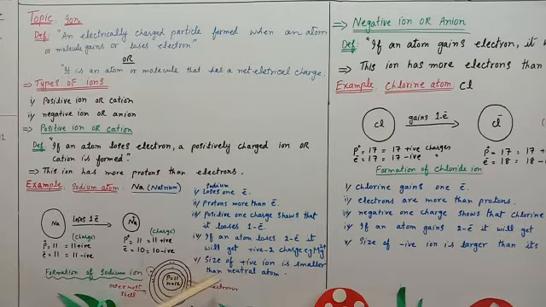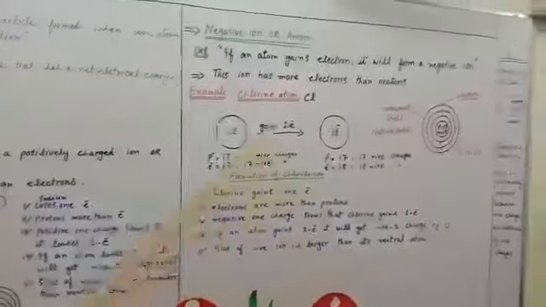Fifth point: the size of a positive ion is always smaller than the neutral atom. As I have already drawn, this is the sodium atom. When it loses 1 electron, its size shrinks. Okay, students, are you getting my point?